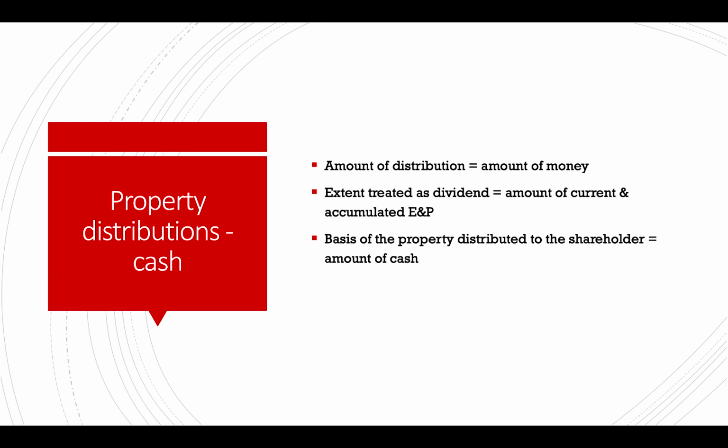So if the property distribution is cash, that's pretty easy on the shareholder side. The amount of distribution is easy to measure. It's just the amount of money I received. It's going to be treated as a dividend to the extent we have sufficient current earnings and profits or accumulated earnings and profits. And then the basis of the property distribution is just the amount of cash. This one is pretty simple.